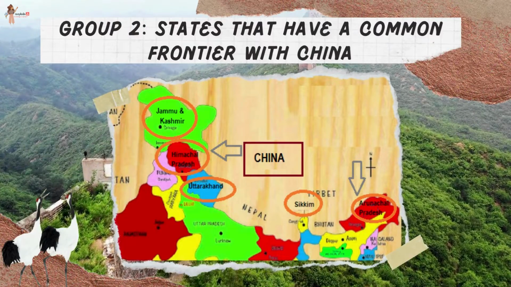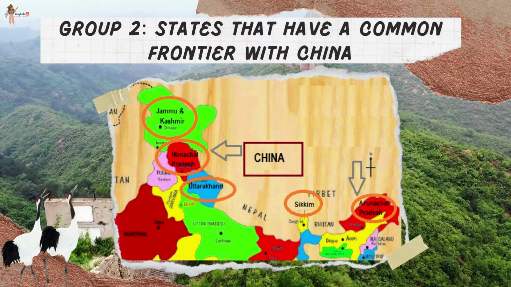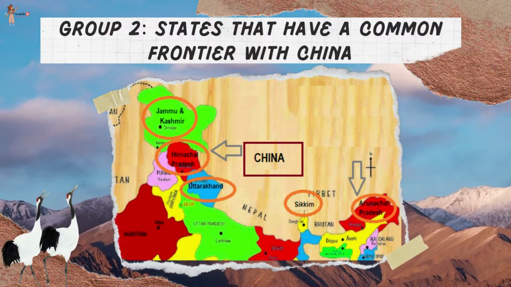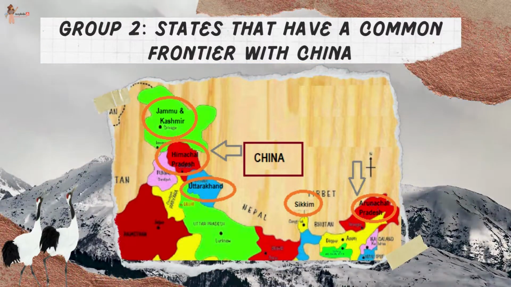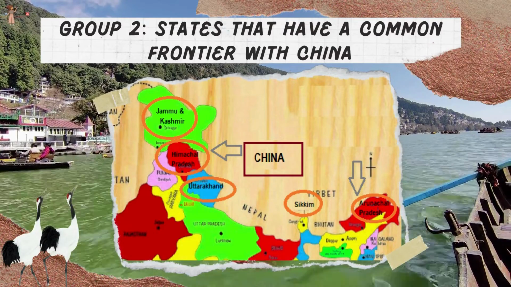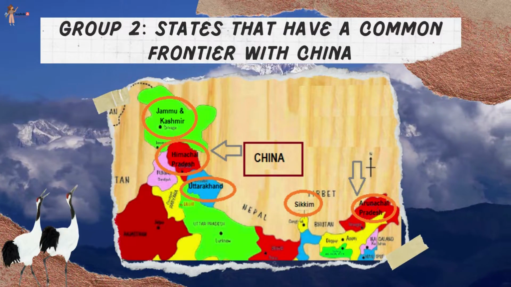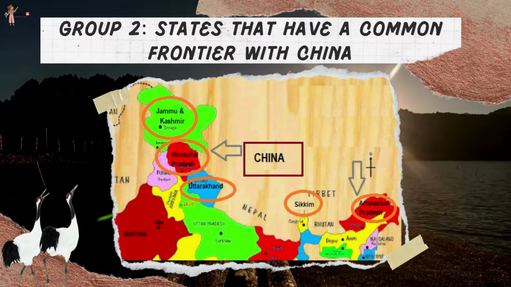Now there are 5 states that have a common frontier with China: Jammu and Kashmir, Himachal Pradesh, Uttarakhand, Sikkim, and Arunachal Pradesh.